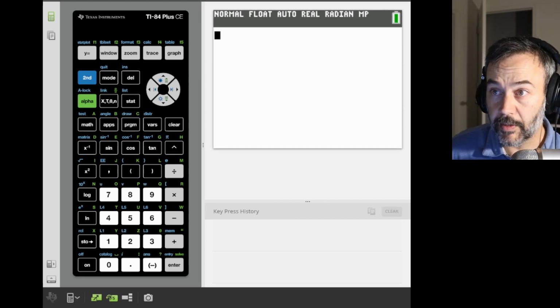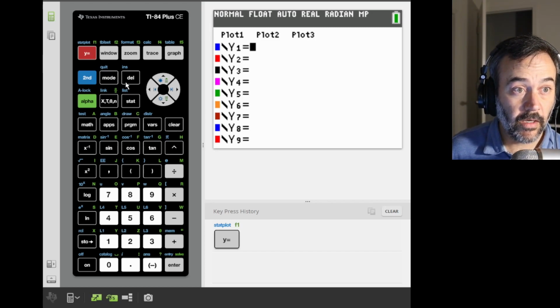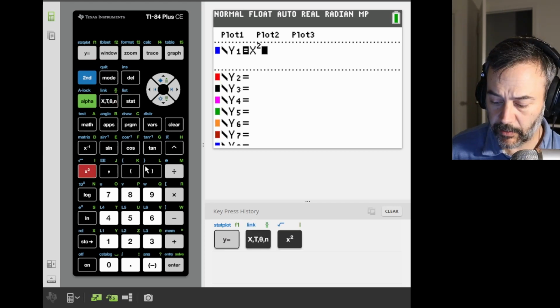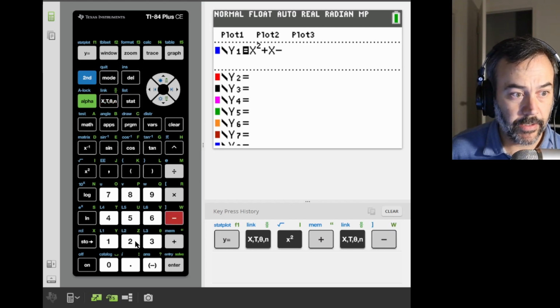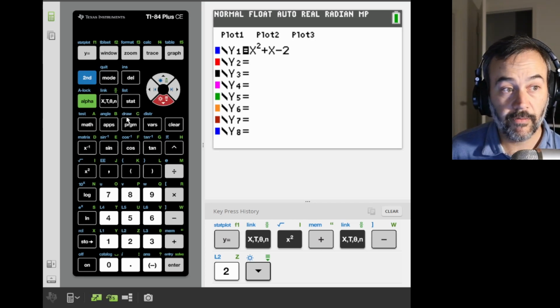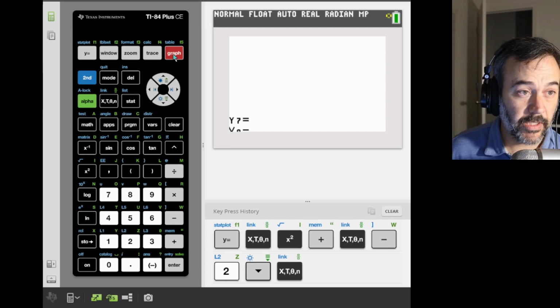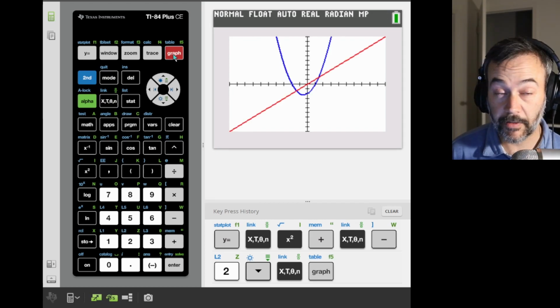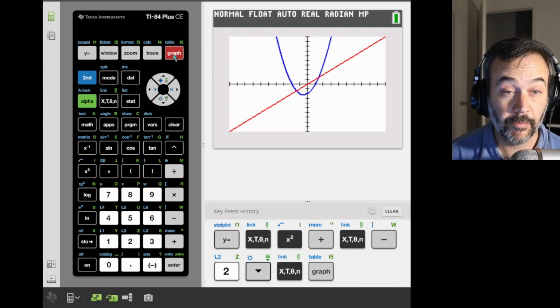So first we go to y equals, and in the first graph, I'll graph the left-hand side, which is x squared plus x minus 2. I'll go down to y2, and I'll put in a second graph, y equals x. And let's just see what it looks like. If I just hit the graph button, my window looks pretty good. So I can actually see the points.